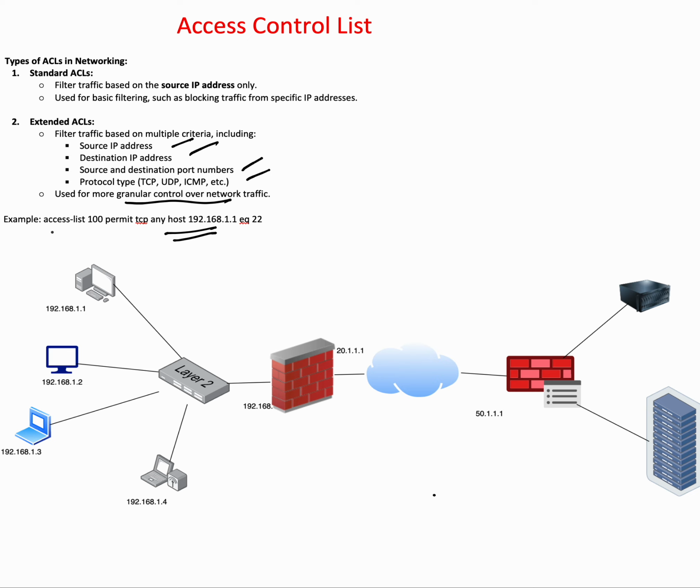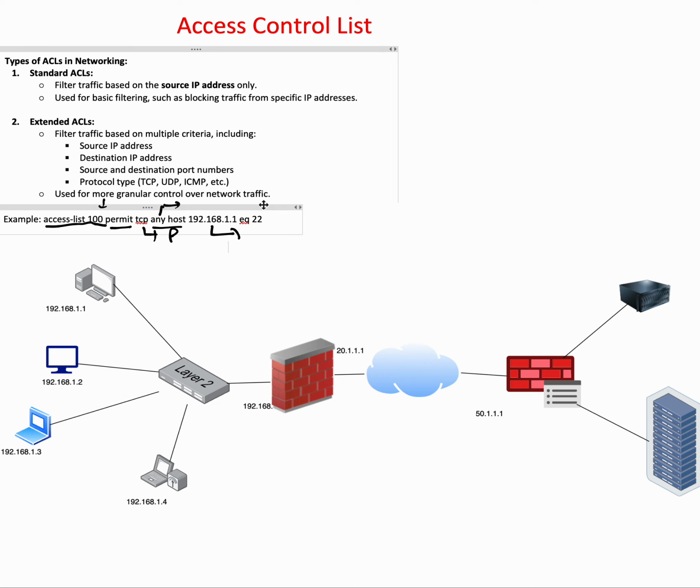A simple example is how you configure this on a CLI. Just to be clear, multiple network devices or security devices can have different sorts of commands. So this again is a CLI. It says access list 100, right? This is the ACL number. Permit TCP, so protocol is TCP, right? Any host, and IP address, equal 22, right?